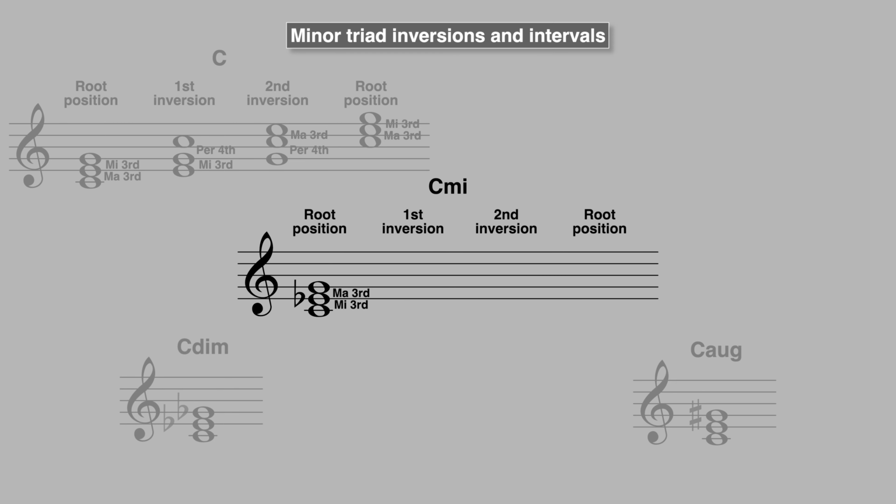Notice the internal intervals of a minor triad in root position. From the root up to the third, there is a minor third interval, and from the third up to the fifth, there is a major third. Again, there's a perfect fifth interval from the root up to the fifth of the chord. In first inversion, we have a perfect fourth interval on top of a major third interval. In second inversion, we have a minor third interval on top of a perfect fourth interval.